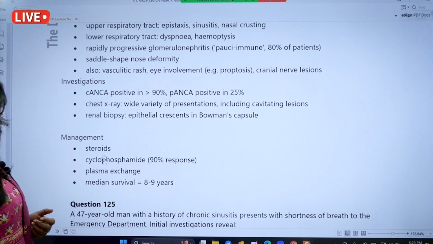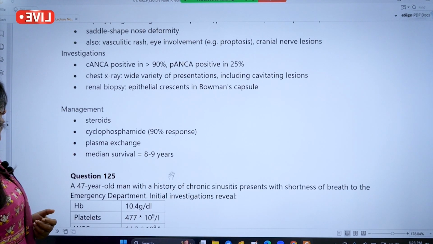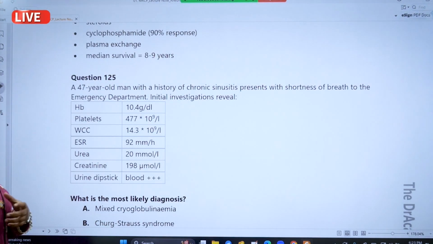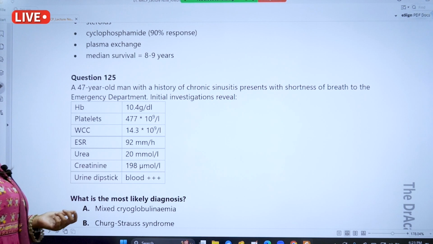Treatment is basically in the form of steroid, cyclophosphamide, plasma exchange. Median prognosis is quite bad. Median survival is only 8 to 9 years. So let's read out a question that way you will be able to answer more and more questions related to this.